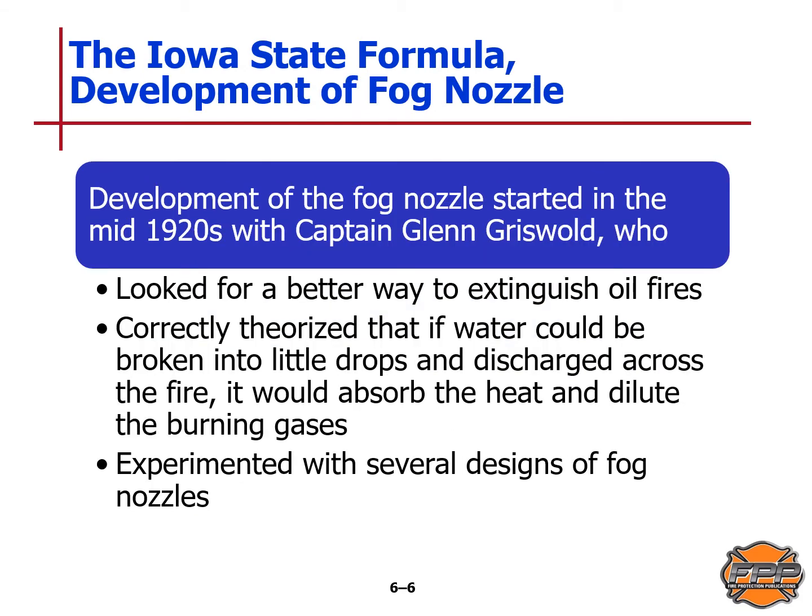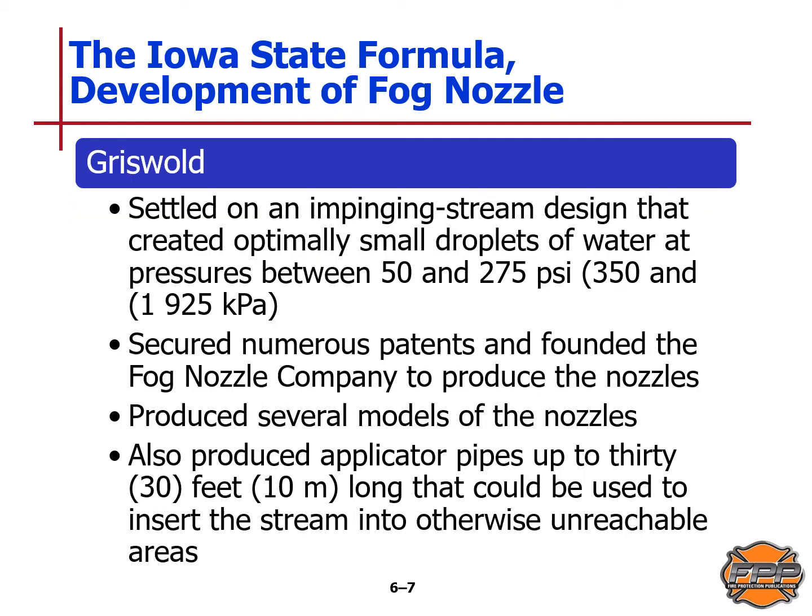Development of the fog nozzle started in the mid-1920s with Captain Glenn Griswold, who looked for a better way to extinguish oil fires. Now, he correctly theorized that if water could be broken into little drops and then discharged across the fire, it would absorb the heat and dilute the burning gases, which he was correct about. And he experimented with several different designs of fog nozzles. Griswold ended up settling on an impinging stream design that created optimally small droplets of water at pressures between 50 to 275 psi, which is 350 to 1925 kilopascals.